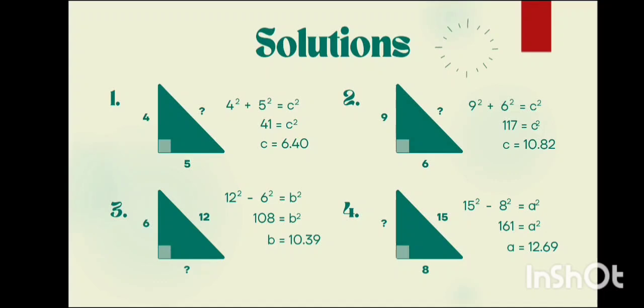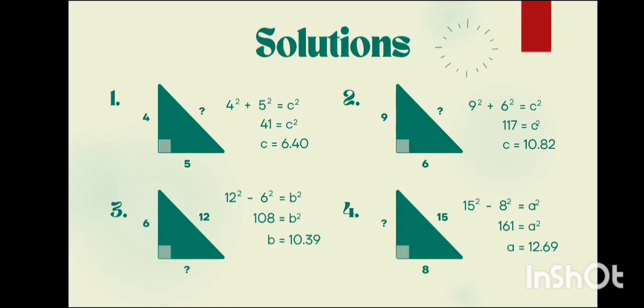In question number 2, we are given perpendicular and base. So according to Pythagoras theorem, perpendicular square plus base square is equal to hypotenuse square. So 9 square plus 6 square will be equal to c square. If you add the squares of 9 and 6, you will get 117. If you find the under root of 117, you will get 10.82. So the value of hypotenuse in the second triangle will be 10.82.